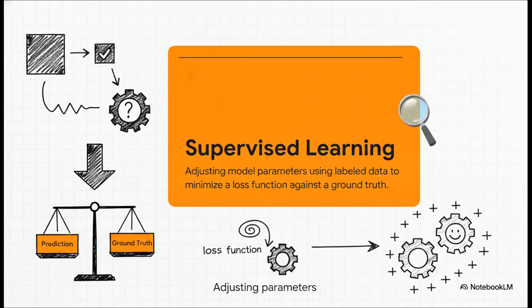Then, as the model starts making its own predictions, it uses what's called a loss function. Think of a loss function as a way to measure exactly how far off the model's guess is from that actual ground truth label. The whole goal of training? Minimize that loss. It's constantly tweaking and adjusting its internal parameters until its outputs finally match reality.